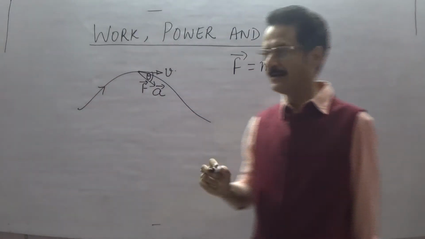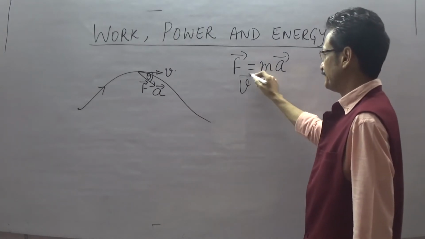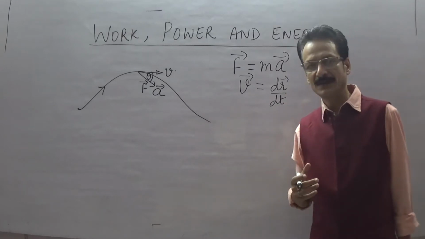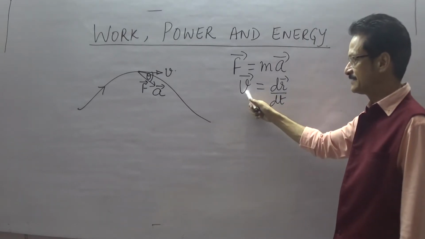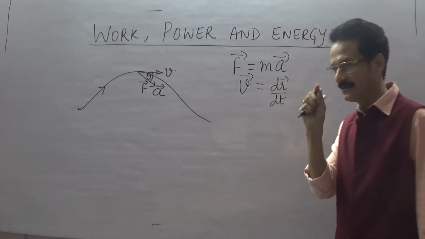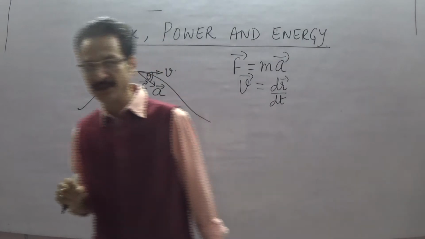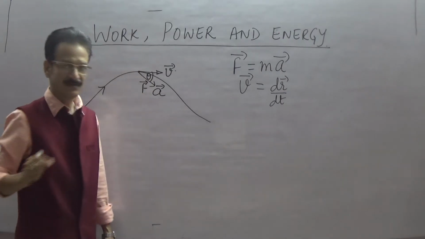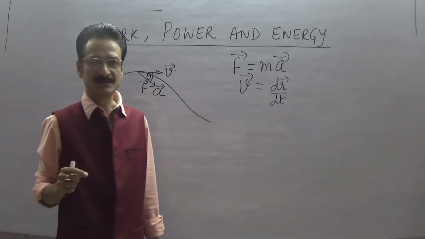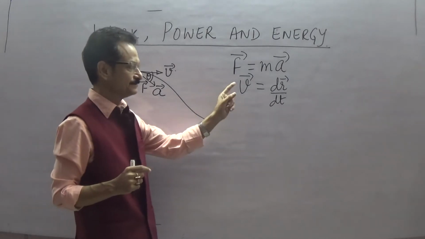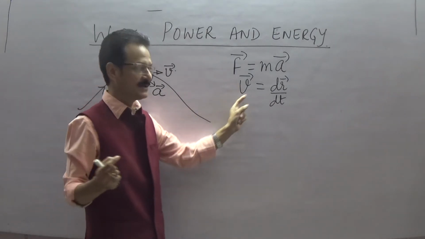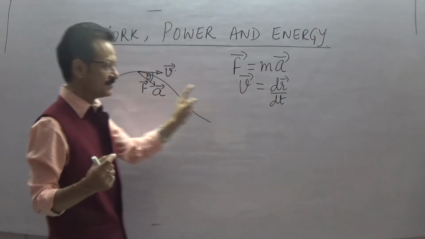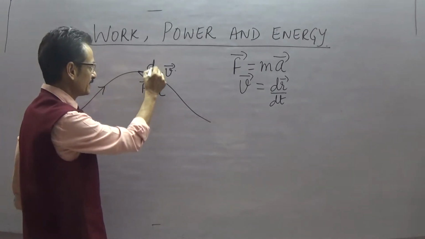Also we know that v equal to dr by dt. This is how we define velocity. So the direction of the velocity vector is the same as the dr vector. The dr vector is a differential displacement vector. The instantaneous velocity is always along the tangent, so the direction of the instantaneous velocity and the differential displacement vector, dr vector, is the same. So this is also the direction of the dr vector.